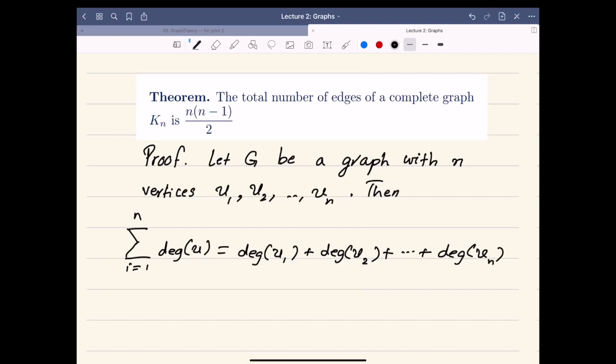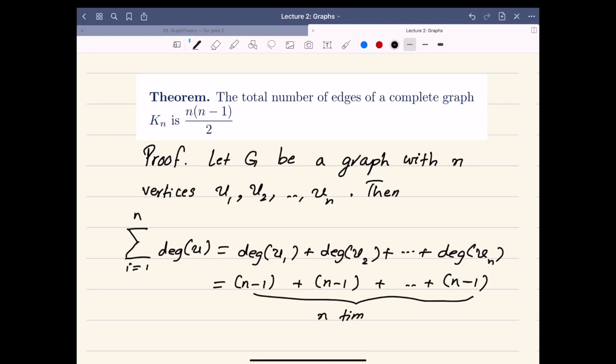Now, since it is a complete graph, every vertex is adjacent to all other vertices. So the degree for each of them is the same, fixed. If the size of the graph is n, and no vertex is allowed to have loops and parallel edges, then the degree for each of them will be equal to n minus 1. And for the next one it is n minus 1. So all of them are of degree n minus 1, and this term is added as many times as there are vertices. It is added n times.